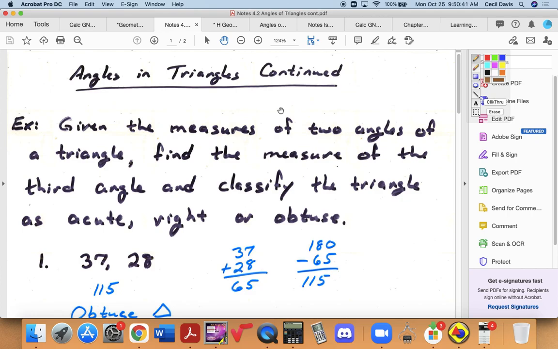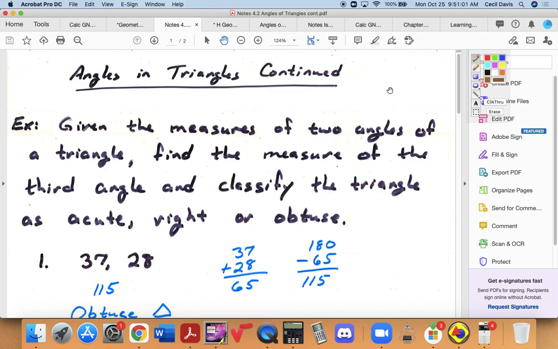So, here's an example of a problem that we haven't done before. It's not a difficult problem, but we just haven't done one like it, so I wanted to make sure we did because it is on your homework. Given the measures of two angles of a triangle, find the measure of the third angle and classify the angle as acute, right, or obtuse.